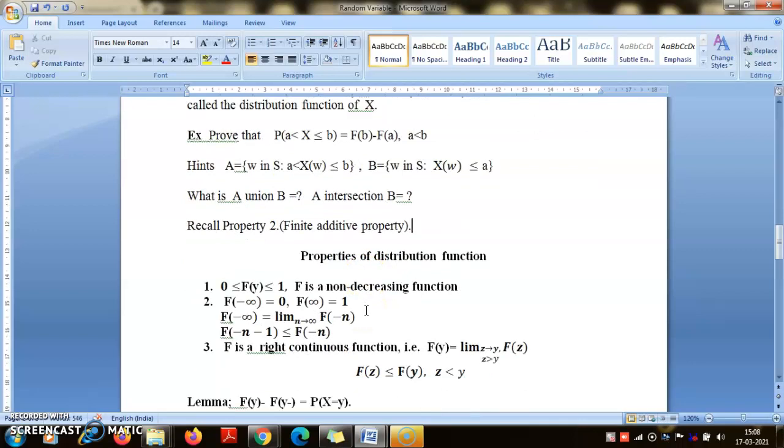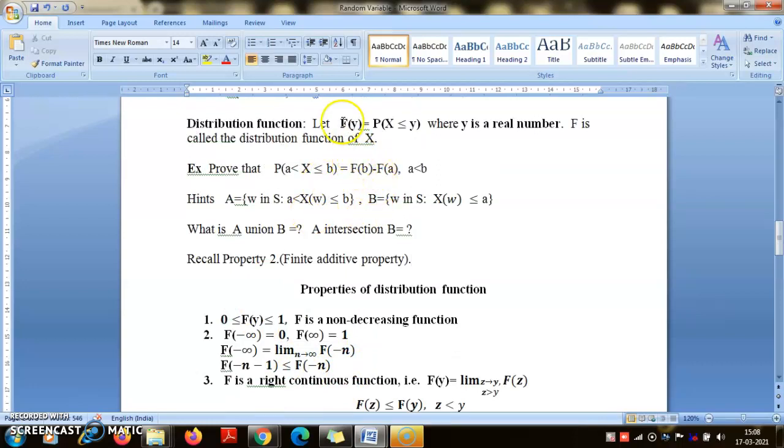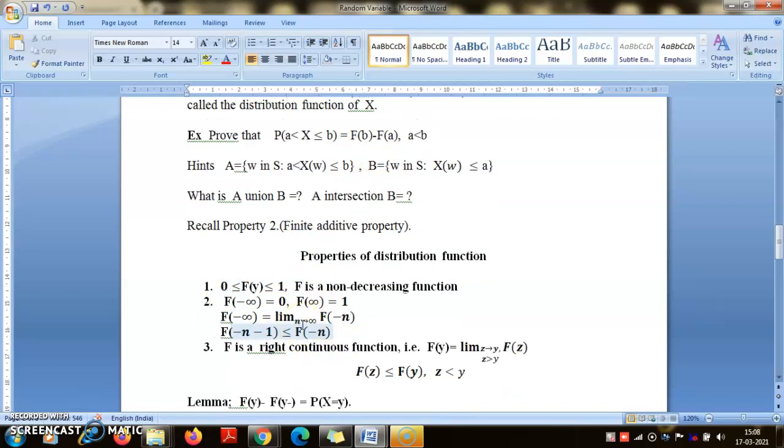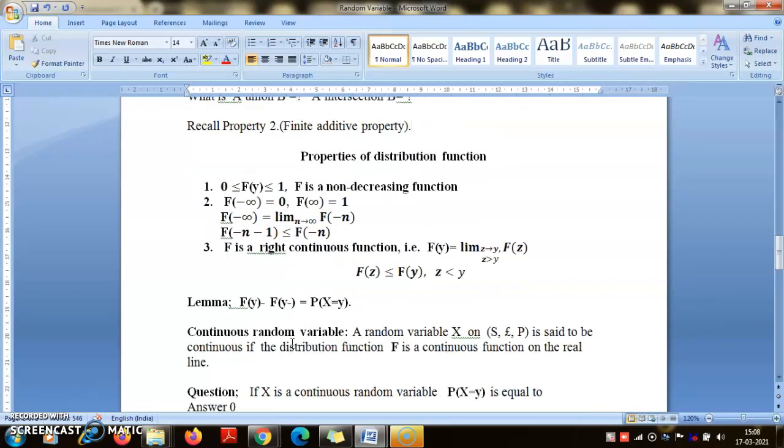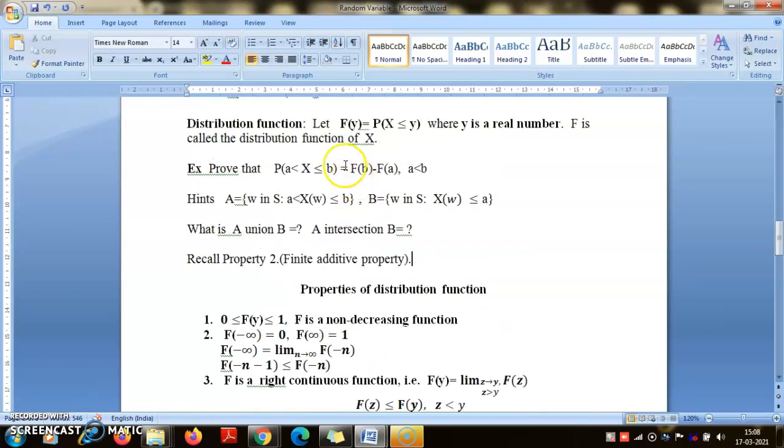Now this distribution function has some common properties. Since it is a probability, it is between 0 and 1, and the other properties require some proof, for example that F is non-decreasing. These proofs we will discuss in the next class. And now I have another definition of a continuous random variable: a random variable is said to be continuous if this distribution function is a continuous function.